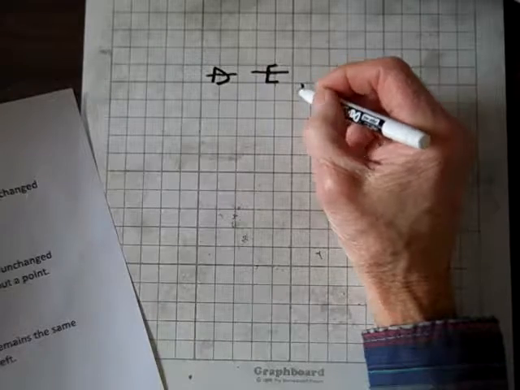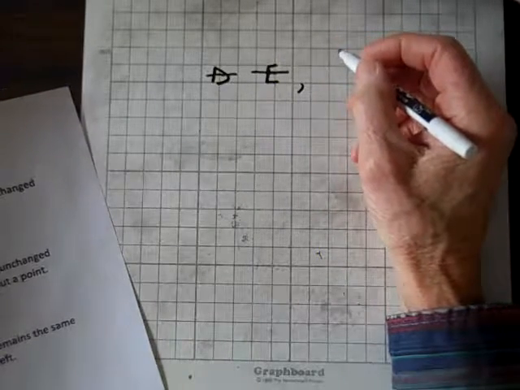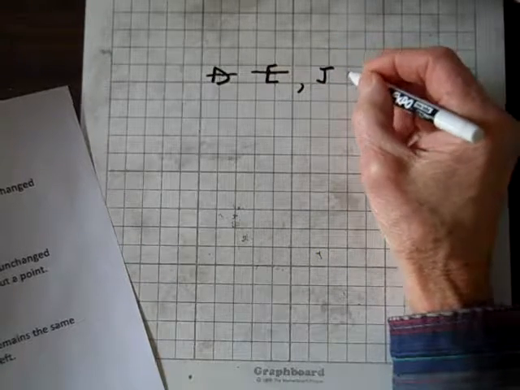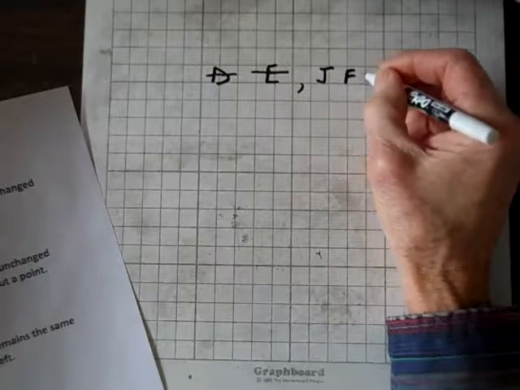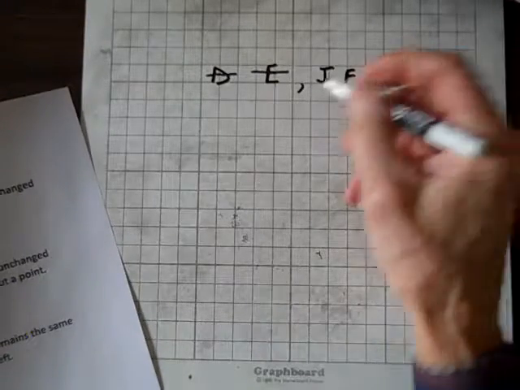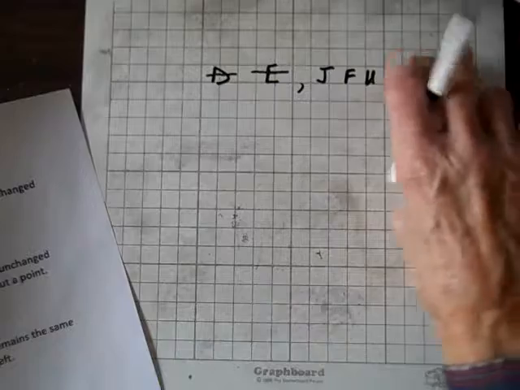How about letters that do not have reflective symmetry? Let's see, J doesn't, F doesn't, U doesn't. Can you name some more? Okay, that takes care of reflection symmetry.